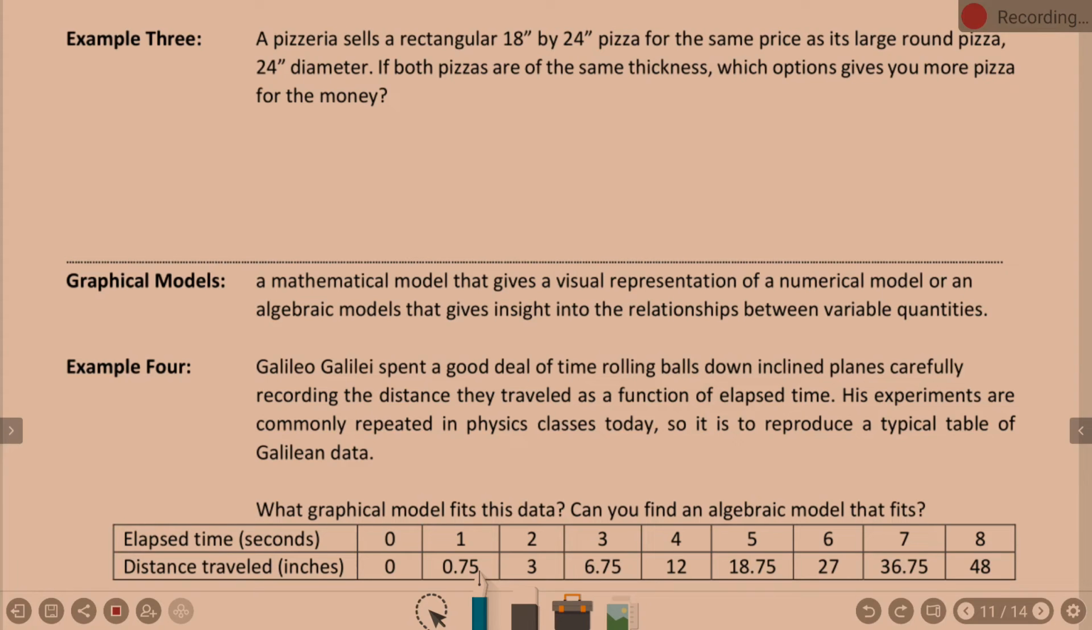Now, they told us that the pizzas are the same thickness, so we don't have to worry about volume. Because thick crust versus thin crust, that's kind of a different amount of pizza, isn't it? So we're going to talk about area. What do you know about area of the rectangular pizza? This is 18. It's a rectangle. Length times width. 18 by 24, right? So what is 18 times 24?